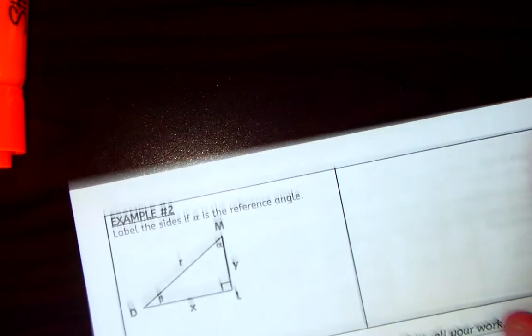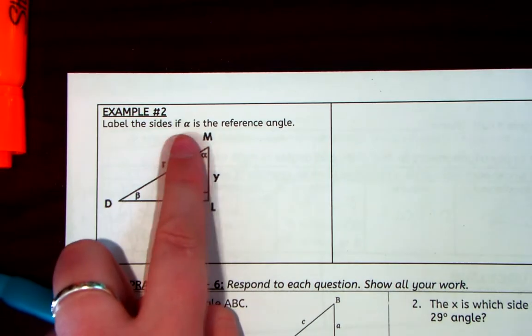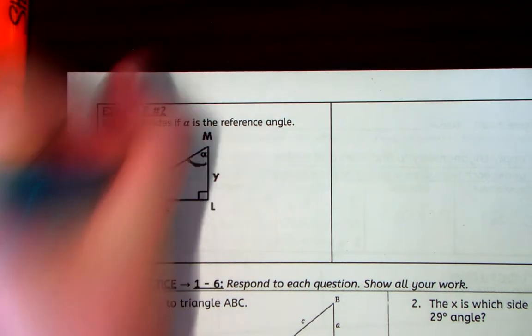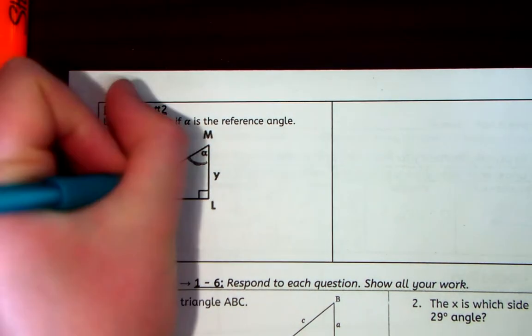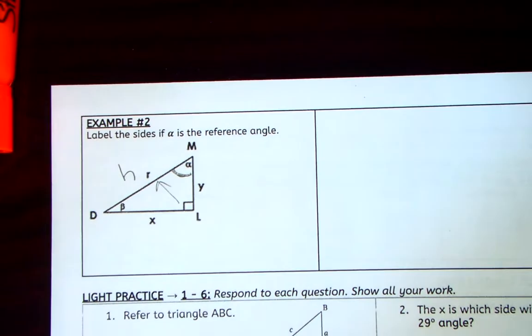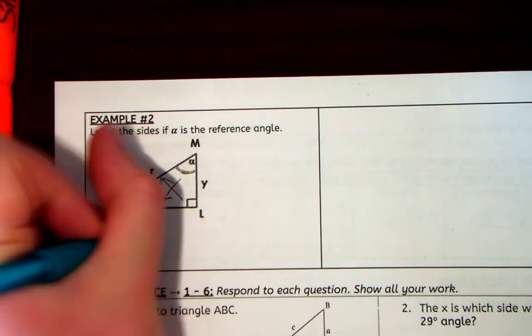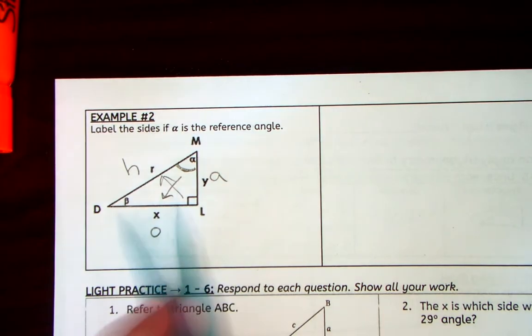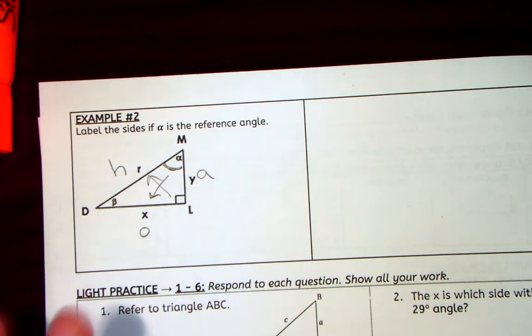Same thing here. We're going to label the sides if alpha is our reference angle. So now this is our reference angle. The hypotenuse is still the hypotenuse, but now the opposite side is this side length, and the adjacent side length is this side length, because now we're using a different reference angle. Okay? So we're going to skip over light practice.